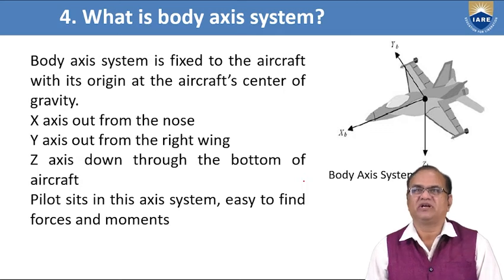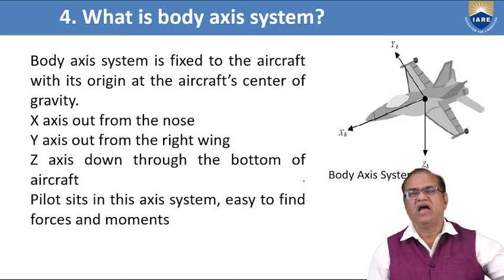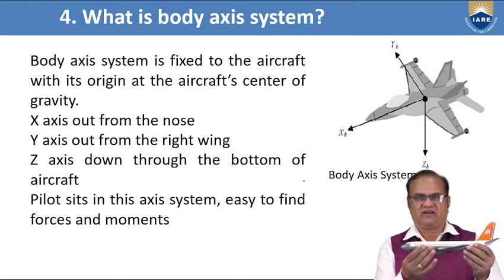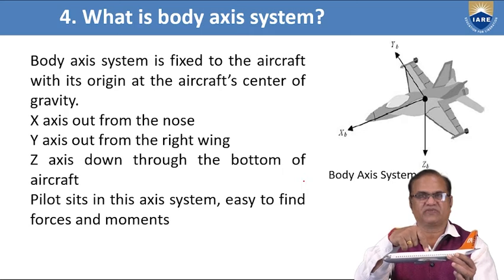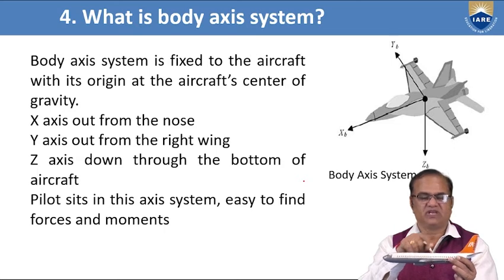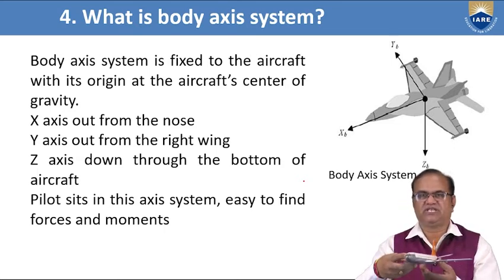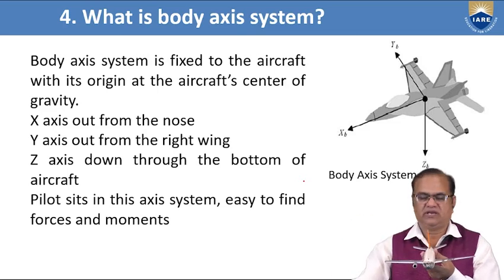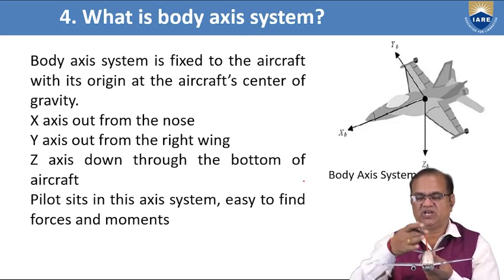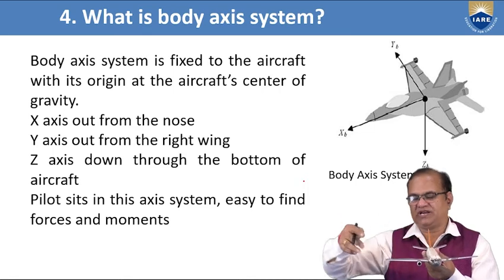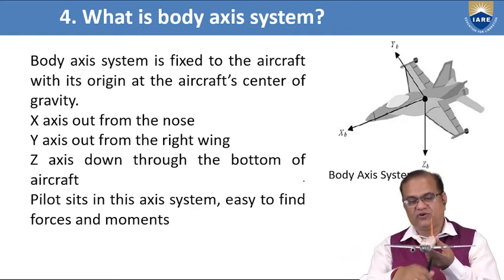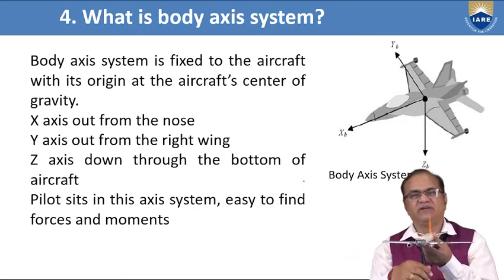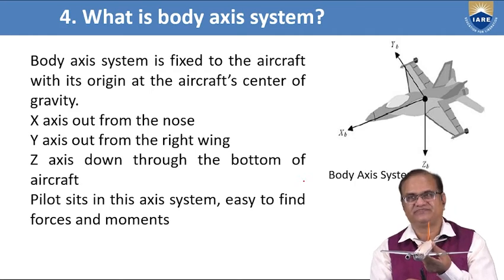Now I am talking about the body axis system. This I am showing you here. This is the aircraft. The aircraft is flying. If we assume that the center of gravity of the aircraft is here, with the pilot sitting at the aircraft center of gravity, towards the nose, in this direction, it is a positive x. Towards the right wing, towards the right side of the pilot, you will have the positive y, and towards the earth, this is the positive z.